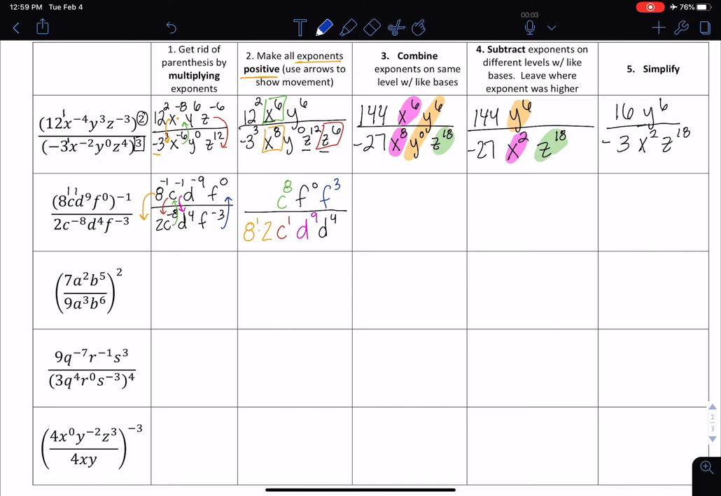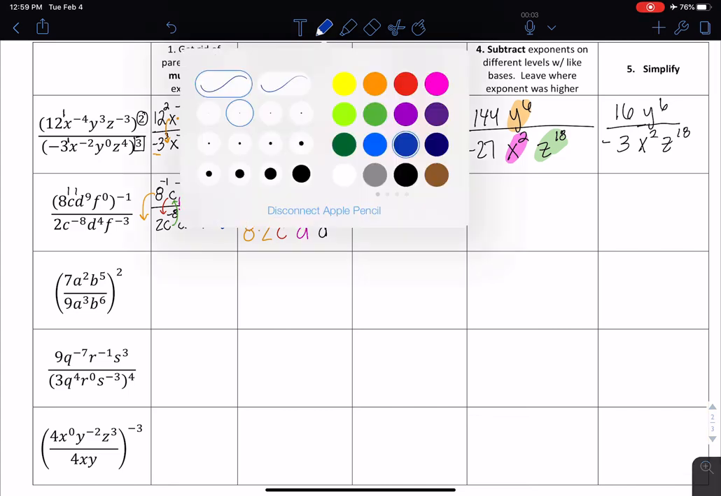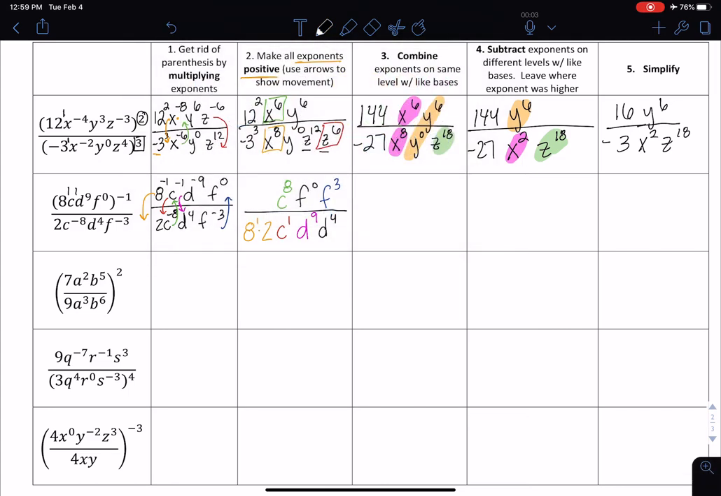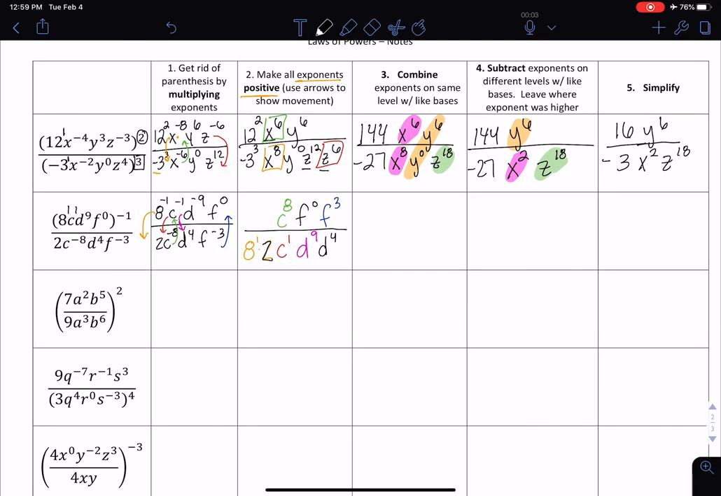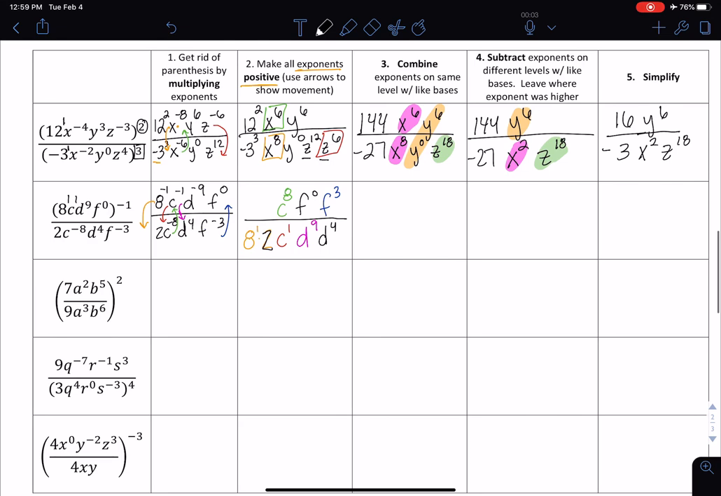All right, so that's all of our movements. Now, this 2 should have been this color. Now we're going to add and combine all of our exponents to have the same base. So on the top, these 2, we're going to add them. 0 plus 3 is just 3. So I have C to the 8th, and I add those F's, and it's still 3.